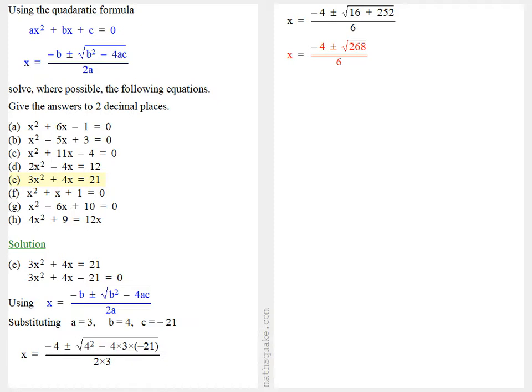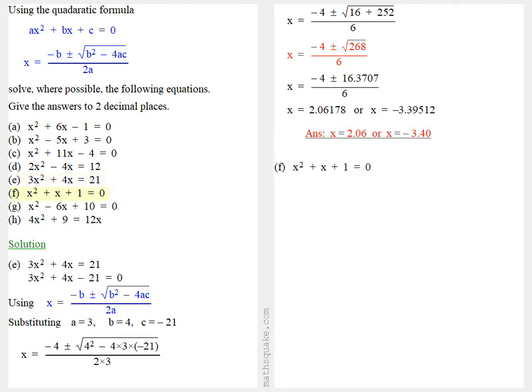Now we can leave that as the answer, or if we have a calculator, we can work out x equals minus 4 plus or minus the square root of 16.3707, all divided by 6. So x is equal to 2.06178, or x is equal to minus 3.39512, which gives us, rounding off, x equals 2.06, or x equals minus 3.40.